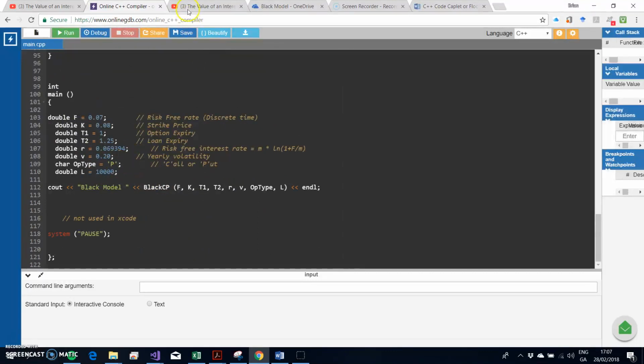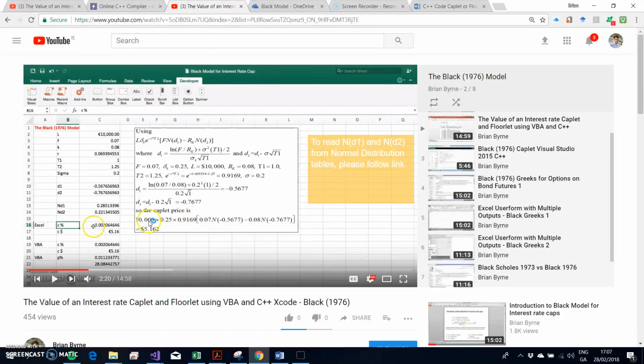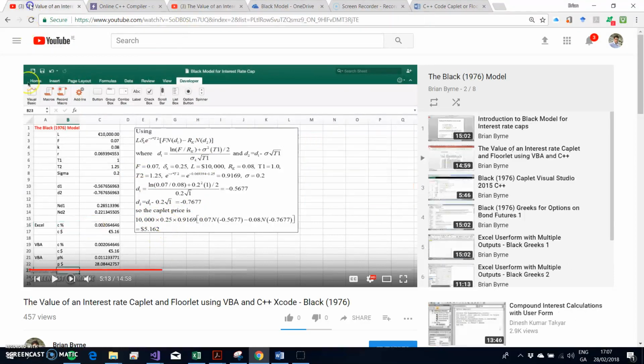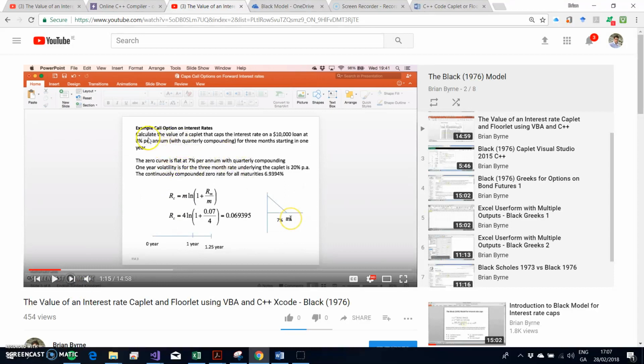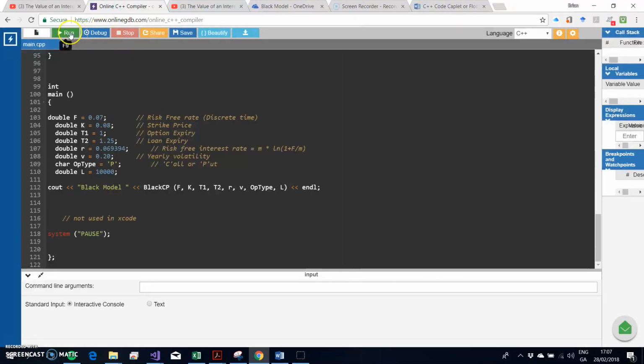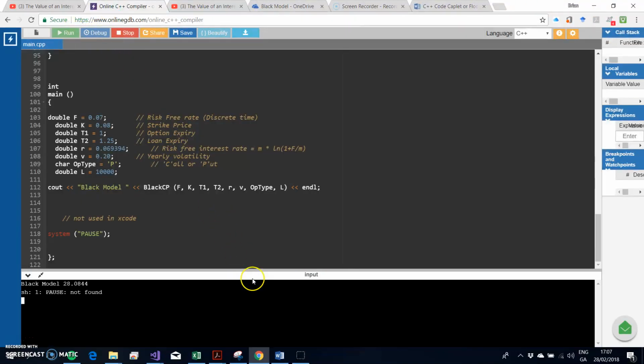Now, again, if we go back to the question at hand, it was looking for the value of a caplet. So we were trying to determine the value of the caplet. This is our starting point here. Calculate the value of the caplet that caps 10,000. Okay, so we just execute the code, we run, and we get a value of the put as being 28.